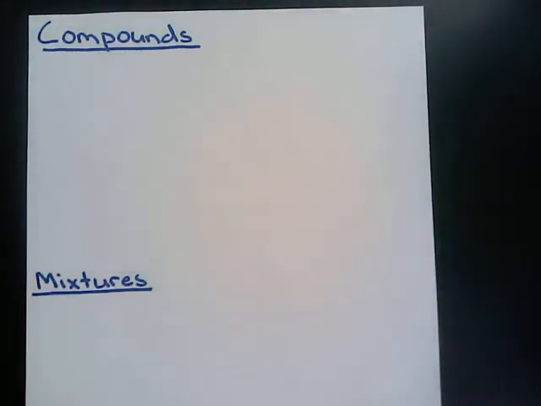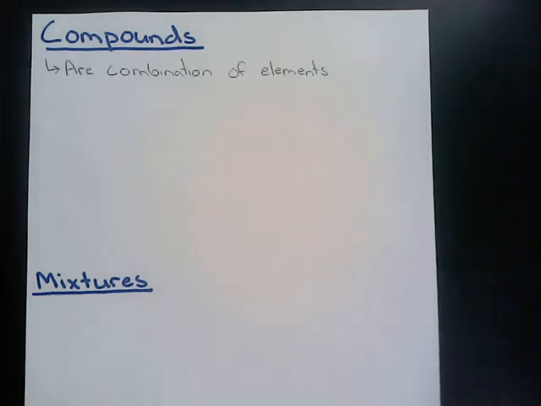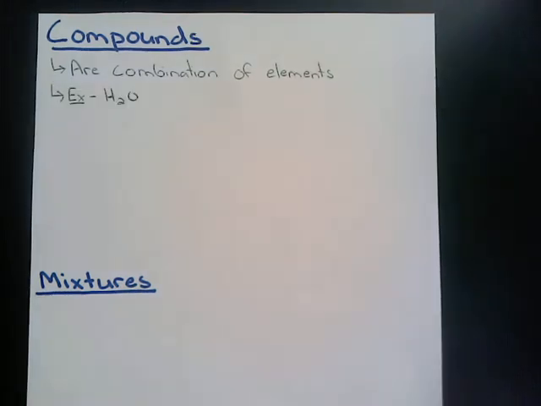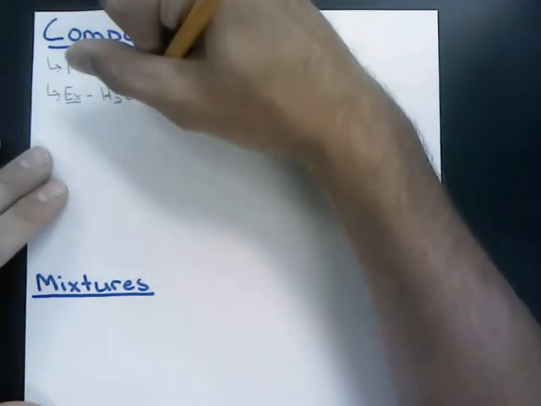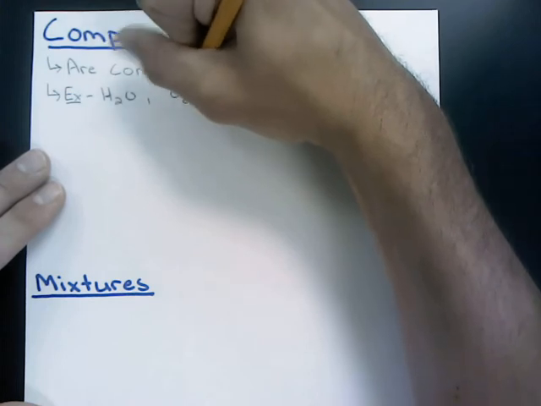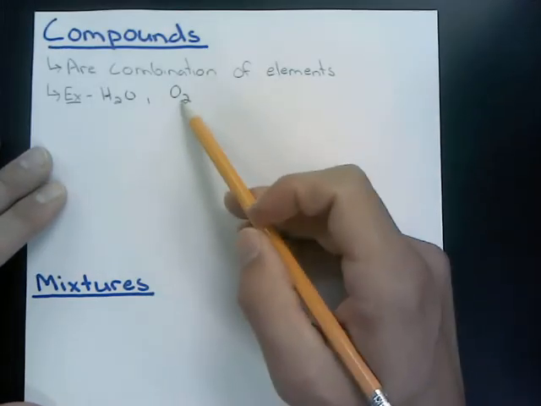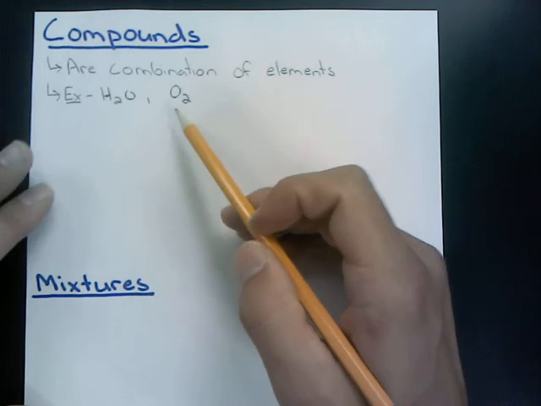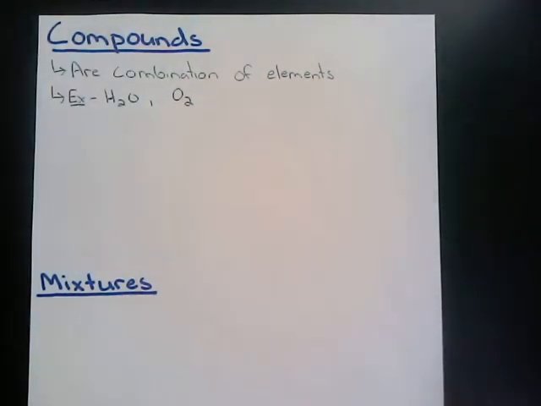So with our compounds, we start out with a simple definition here: compounds are combinations of elements. Now, we've used an example before of water, and so we'll stick to that, but I'm also going to throw in one additional example. And so that additional example that I want to throw in is oxygen, O2. Now, notice how, again, it is the same element, but they're chemically connected. They have a bond in between them, so they can be classified as a compound.